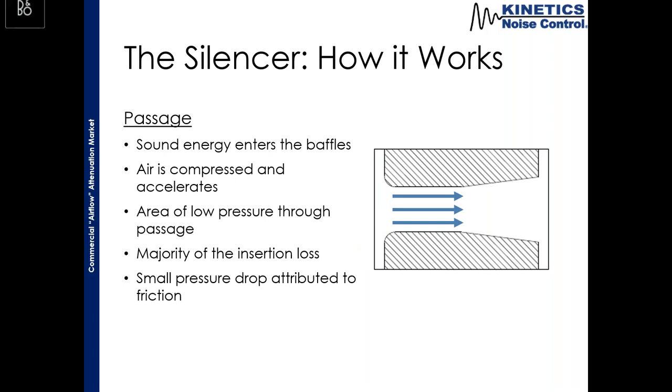Next, through the passage of the silencer, this is where the majority of the insertion loss happens. This is where the airflow comes in between the baffles, it's compressed, it accelerates, that sound energy then goes through that perforated sheet metal to the acoustic media where it's dissipated. And then we do get a small amount of pressure drop here as well. Now, definitely not a significant amount, it's mostly just due to some friction losses as that air travels over the perf.